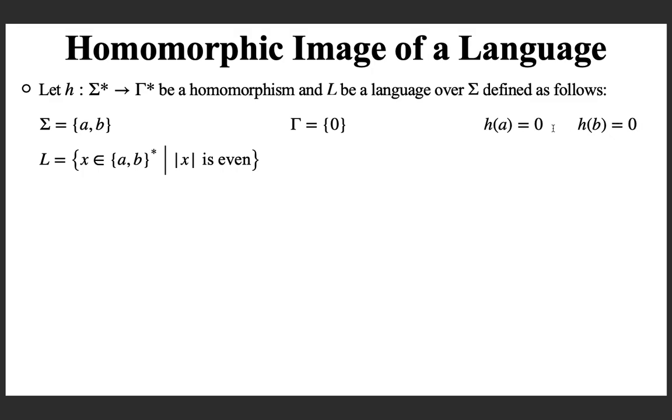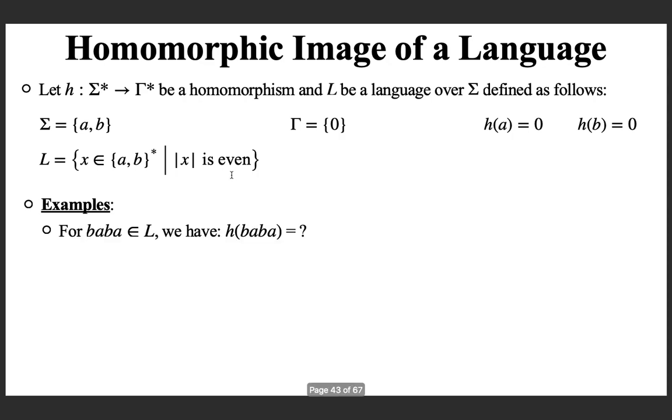And note that the definition of homomorphism is complete if you know it for the individual symbols, right? Now the language is this. The language over sigma star is the set of all strings over {a, b} with even length. Now we can look at the homomorphic image of some strings in the language.